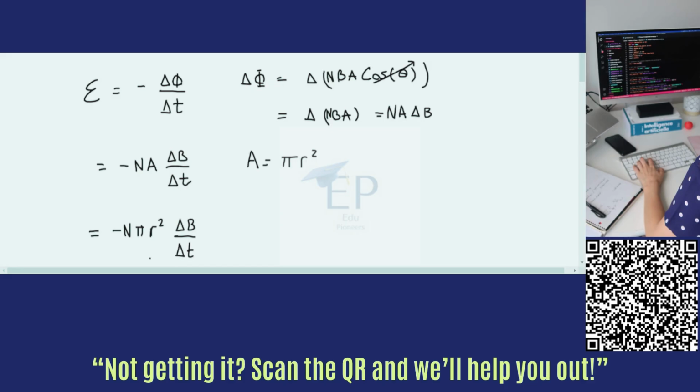Okay, so now we have R, and we have delta B over delta T. So we will be able to calculate what this value is. And we really only care about what the magnitude of the induced EMF is. So we can just go ahead and ignore the sign here. So we'll just say the magnitude of the induced EMF is equal to N pi r squared times delta B over delta T. And if we plug in all of those values, we will find that the induced EMF is 0.413 volts.